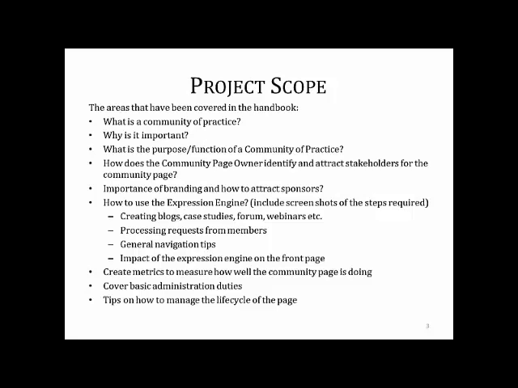The project scope. This covers the areas that have been included inside the handbook. These areas being: what is a community of practice? Why is it important? What is the purpose or function of a community of practice? It also includes tips on how to identify and attract stakeholders for the community page, the importance of branding and how to attract sponsors.